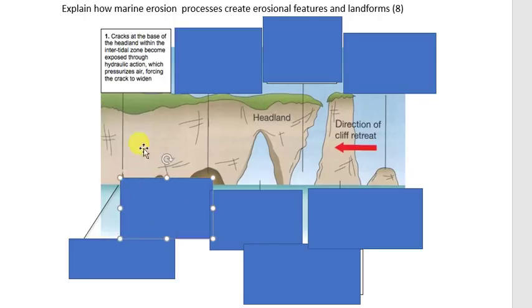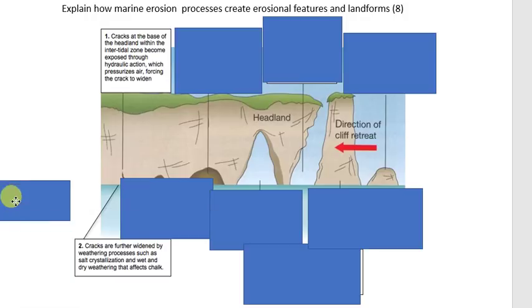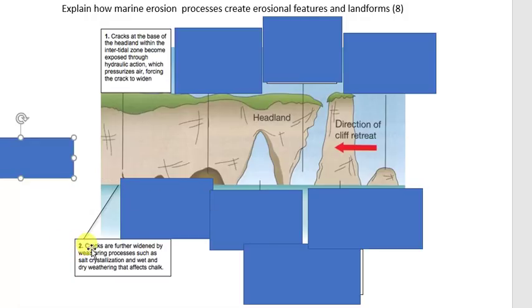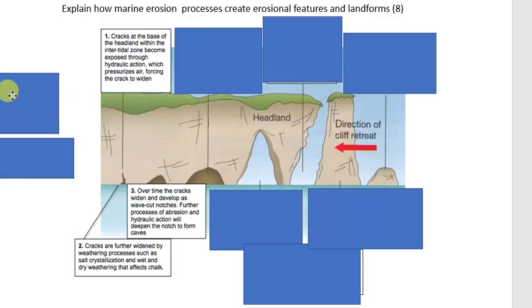Step 2. Cracks are further widened by weathering processes such as salt crystallization and wet and dry weathering that affects chalk. 3. Cracks widen and develop into wave-cut notches. Abrasion and hydraulic action deepen the notch to form a cave.